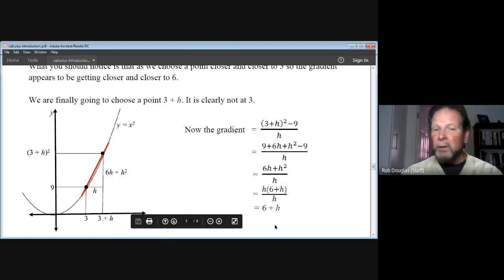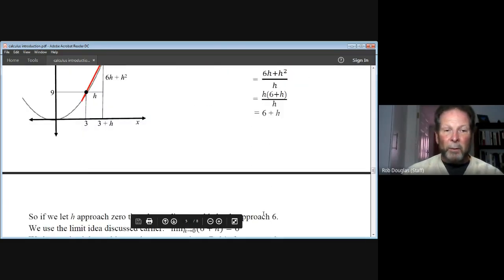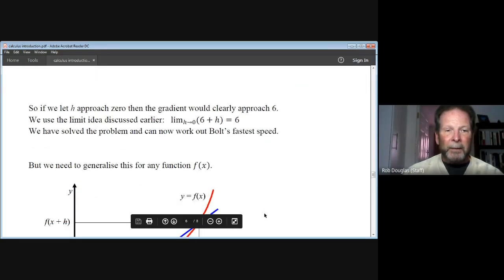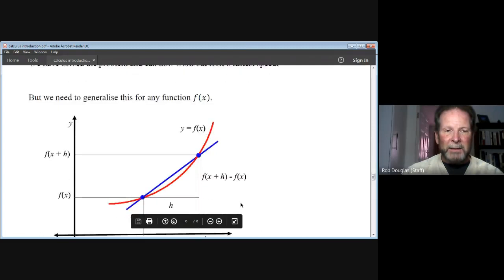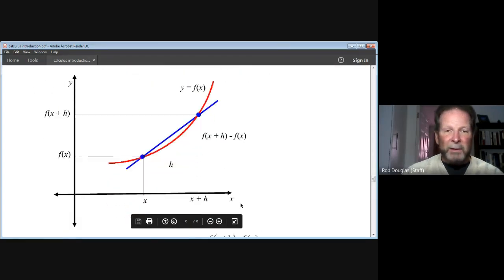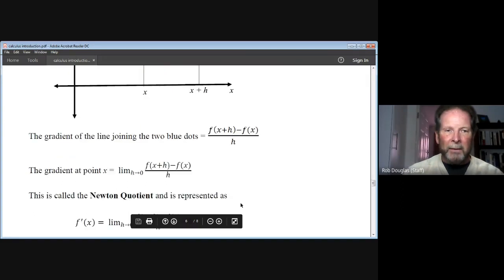Take a close look at this in your notes, because here's the big deal. Here's the real punchline. If we're taking the limit as h approaches 0 of 6 plus h, well, if h gets incredibly close to 0, that gradient just becomes 6. And that's the whole idea.